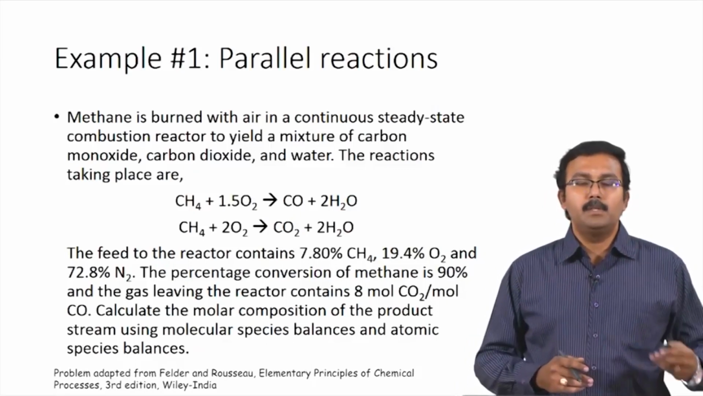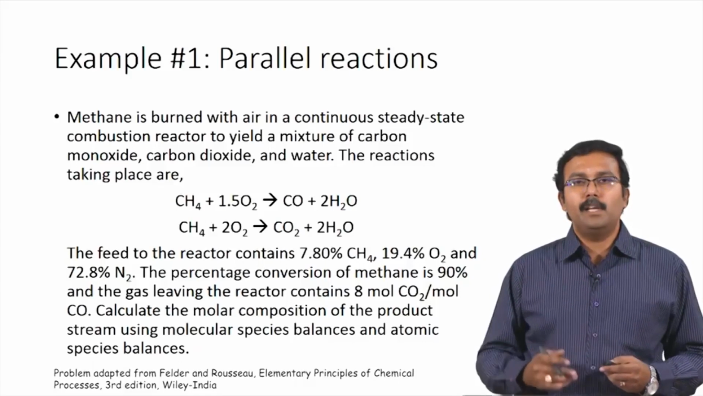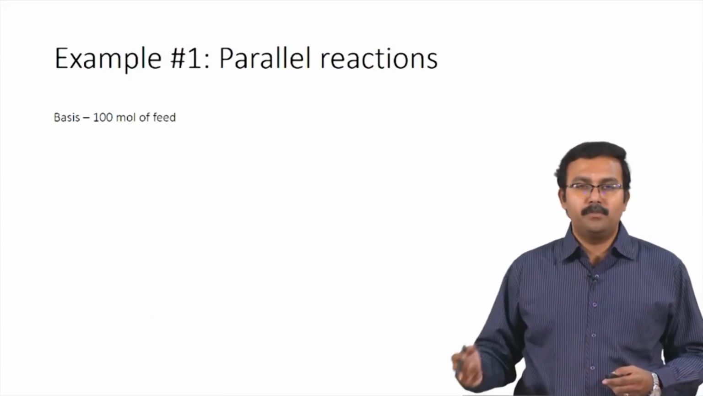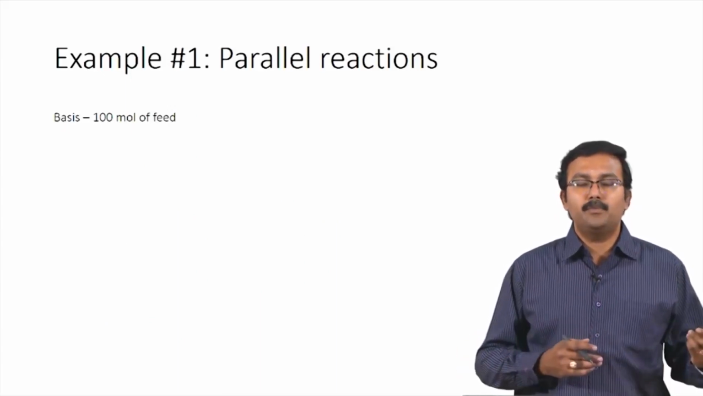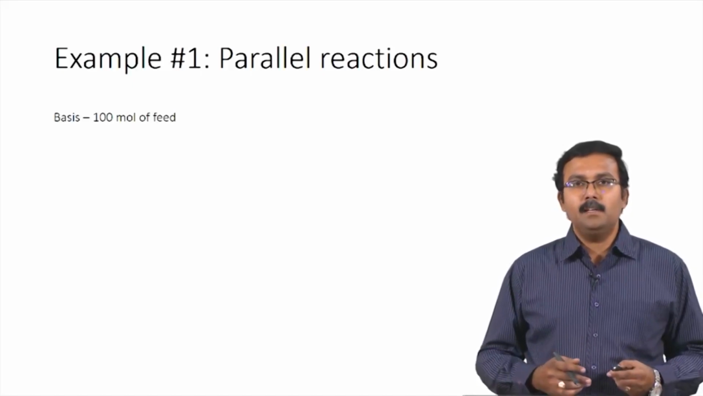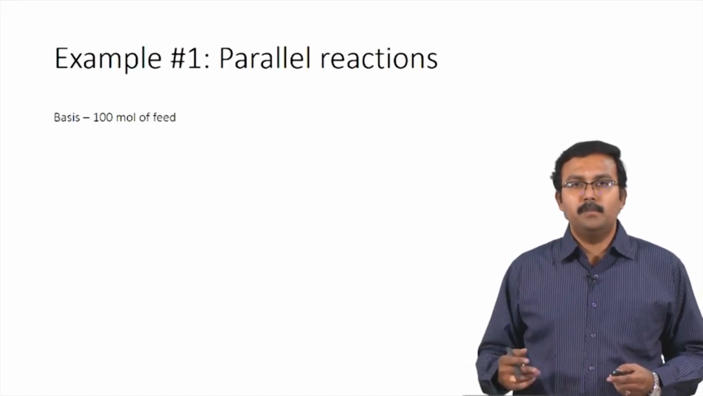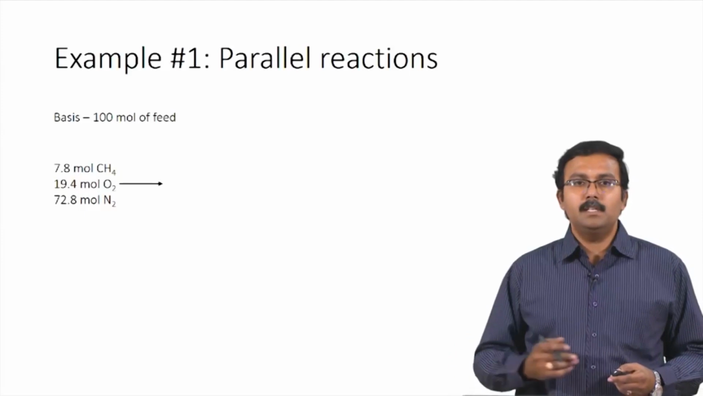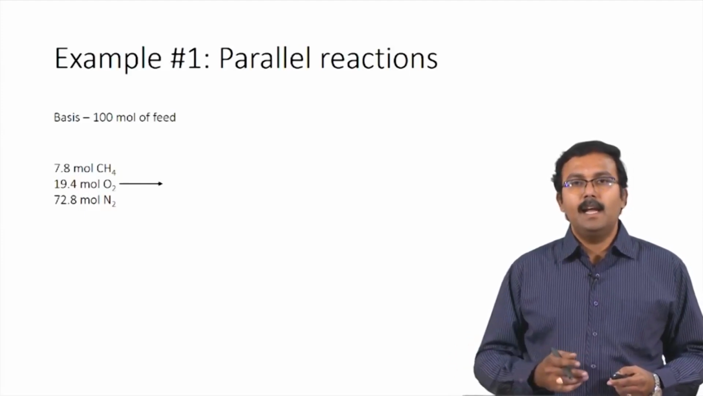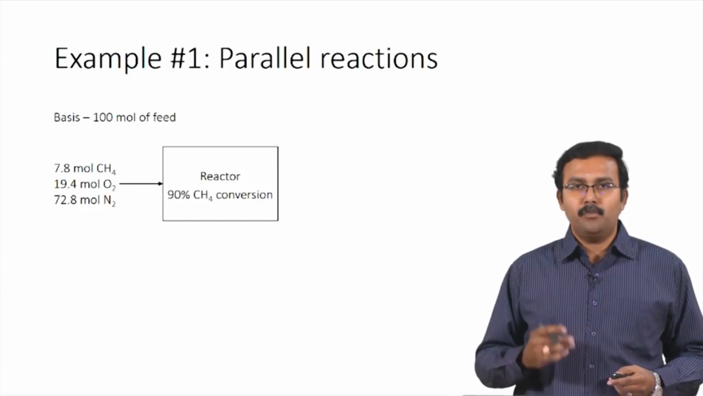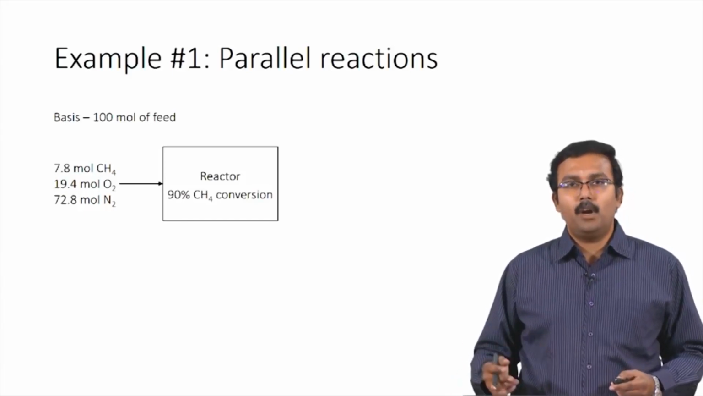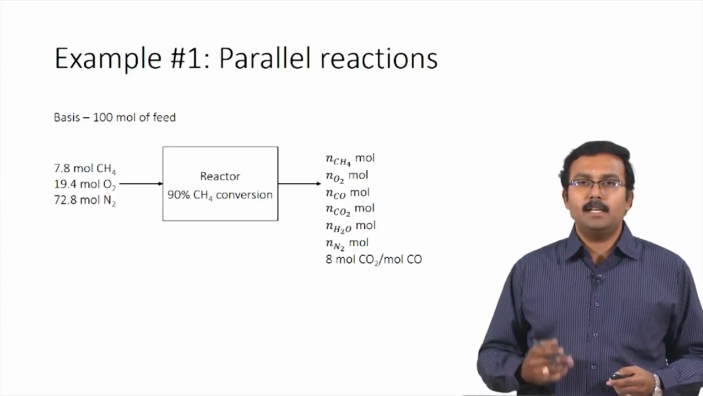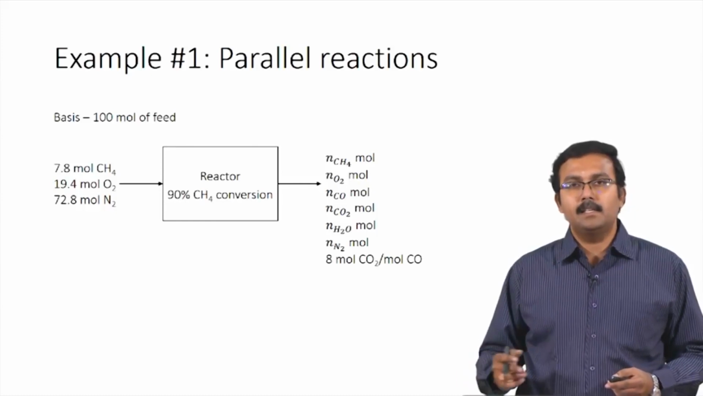If you look at the problem, you see that no flow rates have been given. So, we can use a convenient number as the basis. Here I have assumed a basis of 100 moles of feed as we have the mole percentages for the feed stream which is coming in. We can calculate the composition of the feed stream as 7.8 moles of methane, 19.4 moles of oxygen and 72.8 moles of nitrogen entering the reactor, where 90% of methane is converted to form product stream which contains unreacted methane and oxygen and also contains carbon dioxide, carbon monoxide, water vapor and nitrogen leaving the system.